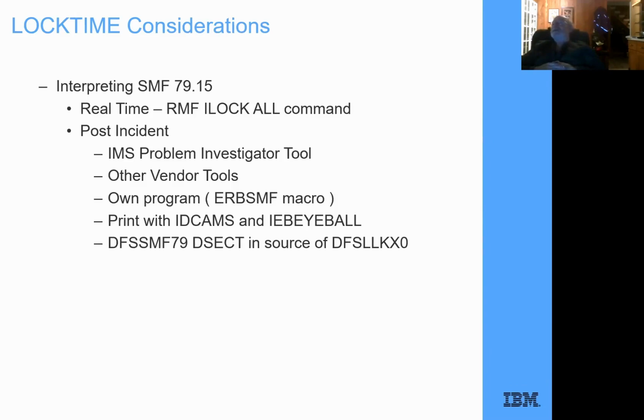But post-incident, because the SMF records were produced, you can format these records with the IMS PI, Problem Investigator tool. Other vendor tools format these records. You can write your own program to do it. There's a mapping macro called ERBSMF that maps the 79 15 records. Or, I mean, realistically, these records are not difficult to interpret. They're pretty straightforward. You can print them with IDCAMS and just eyeball them. And there's a DFSSMF79 dissect in the source of DFSLLKX0, which can be used to format the records.